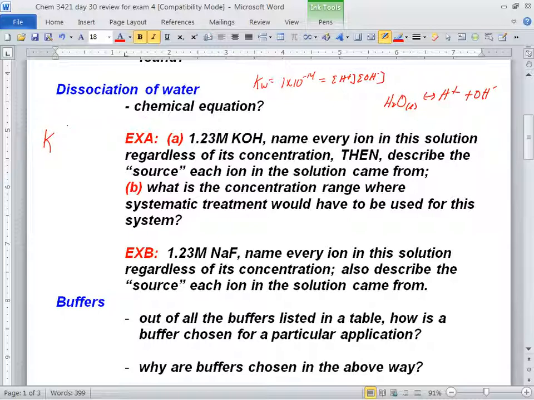Now, K with a what, though? Plus, yeah, because there's a big difference. K, okay, keep going. OH. Any other ions? H plus? Does everybody agree? Because of the dissociation of water, right? Okay. There they are. There's our 3 ions. Now their source. Brandy, where does all the K plus come from? What's the source of the K plus?